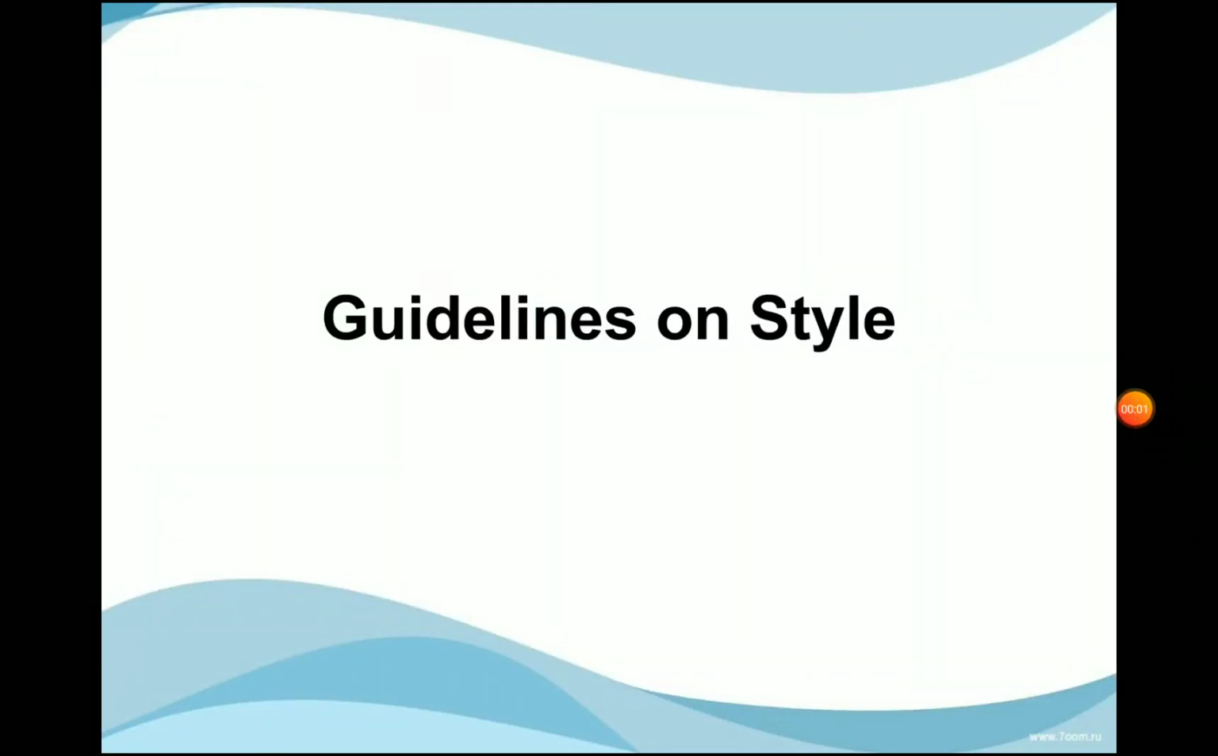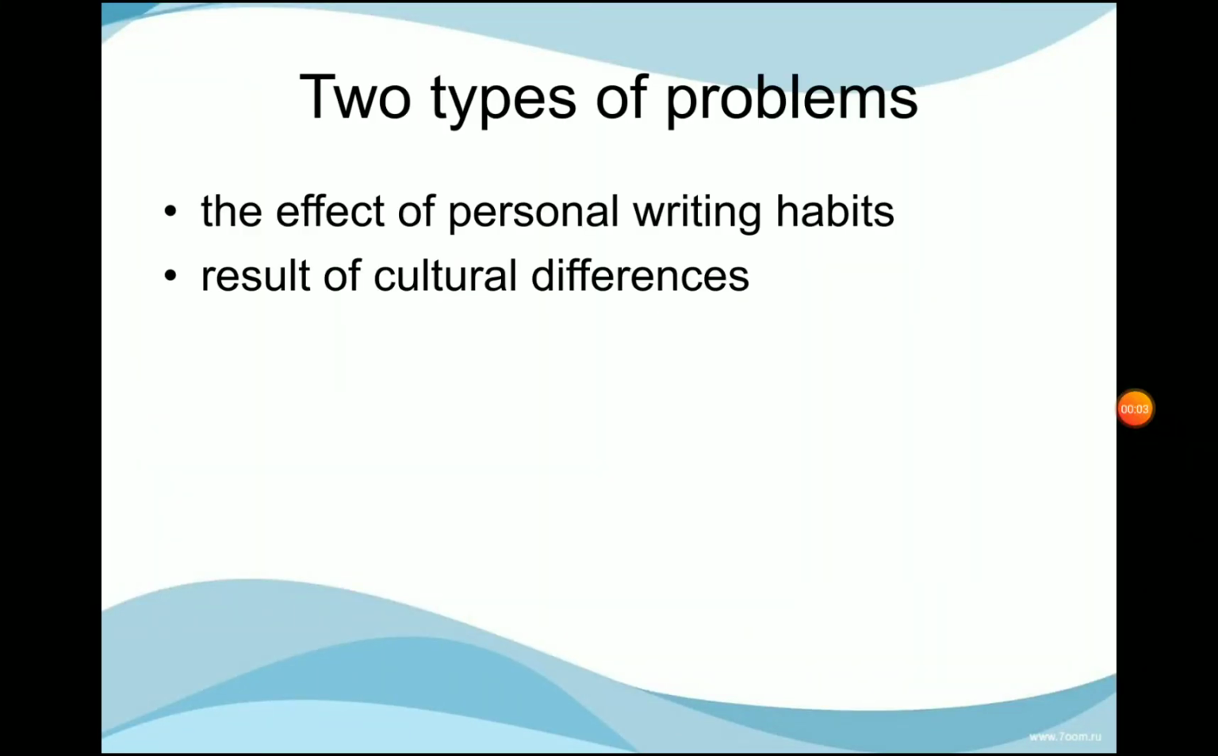Today we are going to talk about style. There are two types of problems related to style. One is the effect of personal writing habit. The second is the result of cultural differences between your mother tongue and educational background on the one hand, and English for academic purposes on the other.